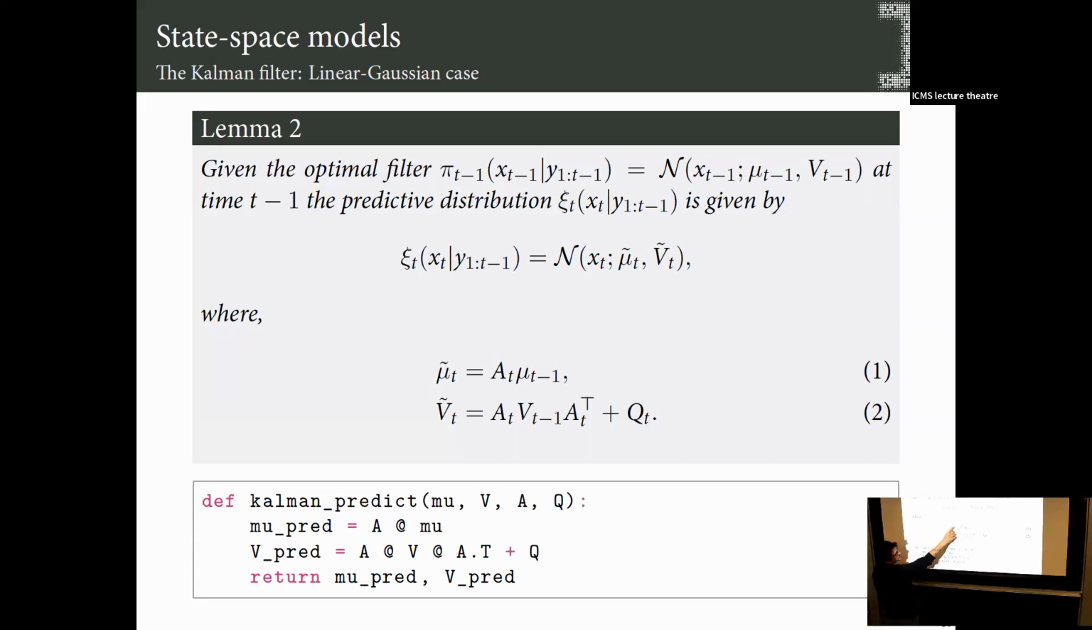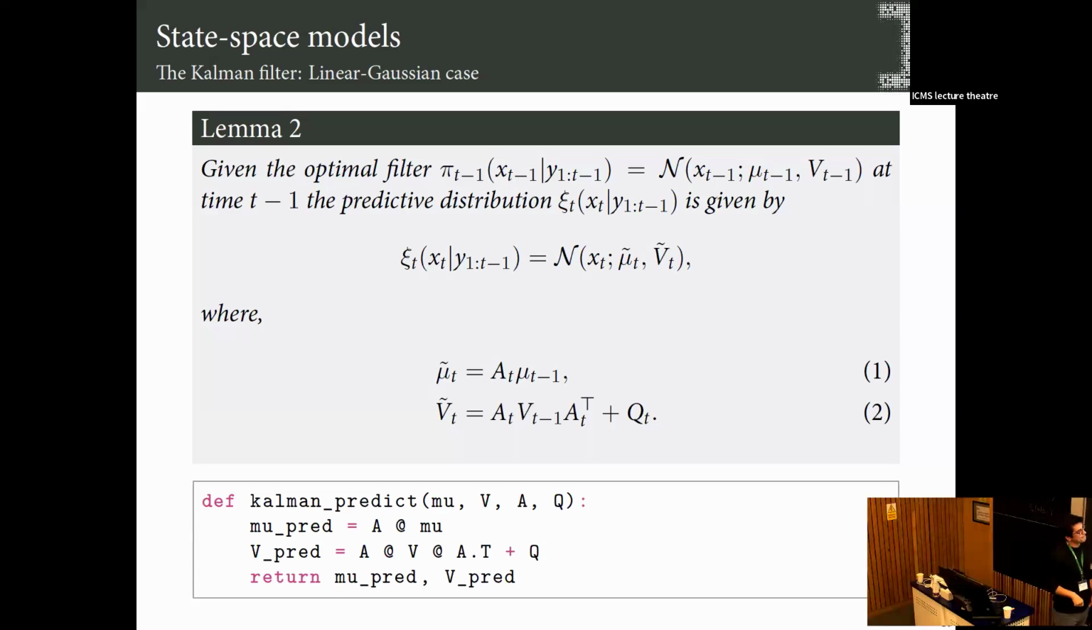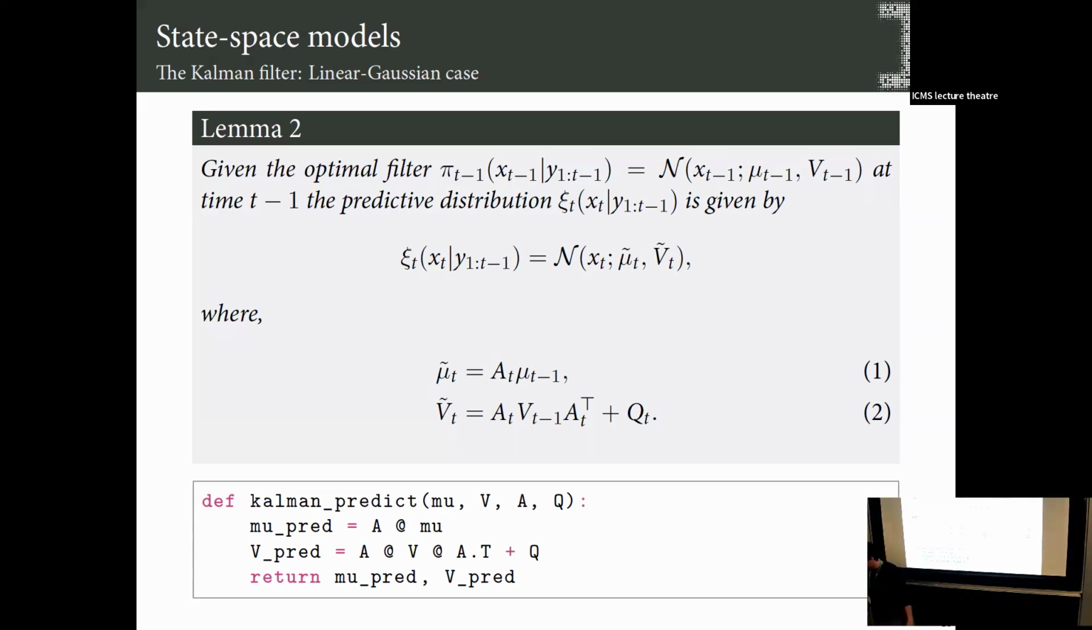Usually people write mu given t given t minus 1, that kind of stuff, but it is a bit of clutter. So I just wrote mu tilde and V tilde. And these are simply given like this. It's a kind of intuitive formula.